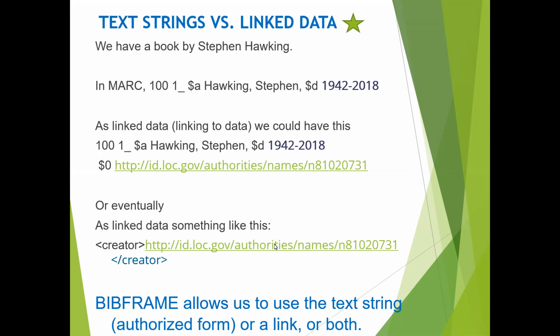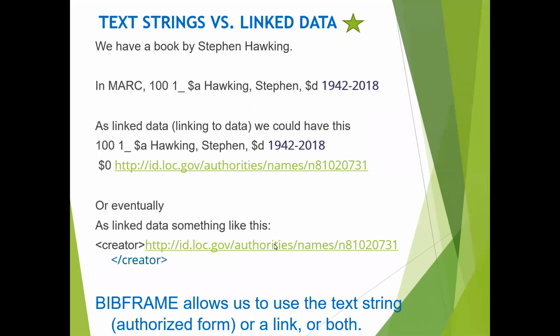As linked data, so linking to the data, we could have this, and this is what we could currently have. We can have Hawking, Stephen, and then the date, and then we have the subfield 0, and that's linking to his authority file in the Library of Congress authorities. Eventually, as linked data, we could have something more like this, following maybe Dublin Core or something else, but we would have our tag, and you see it would have a textual tag. In this case, I'm using creator instead of a 100 field, and then we're going to link just to the name, and that's it. And then we're going to turn off that field.